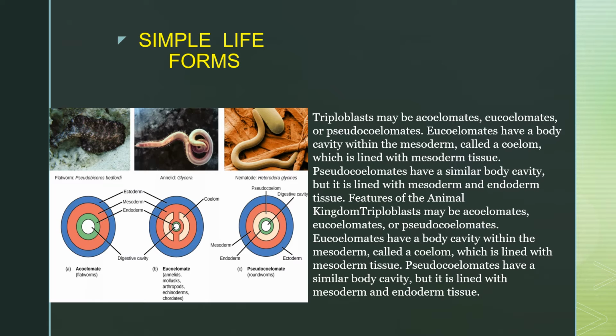So in this picture, it shows the endoderm or the innermost layer of the germ cell layers, and then the mesoderm or middle layer and the ectoderm or the outer layer of the germ cell layers.